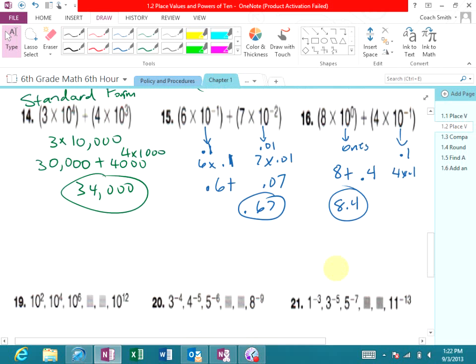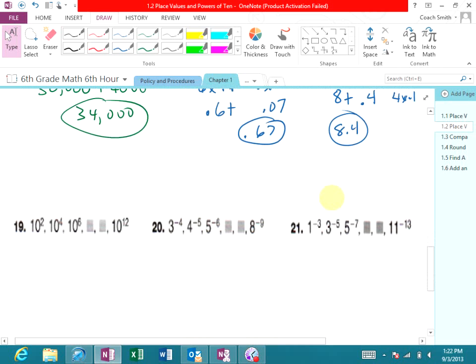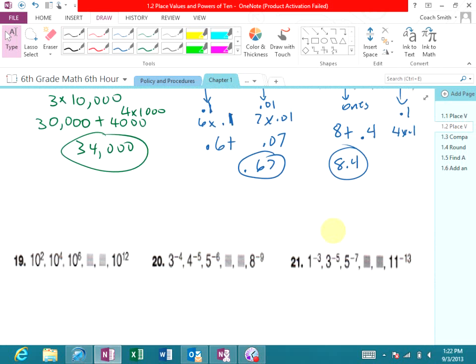All right, now we're moving to the next part. The next part is patterns. Next part is patterns.